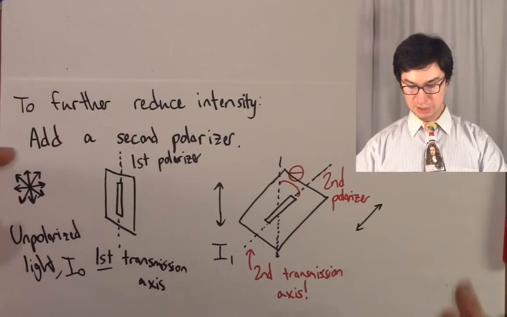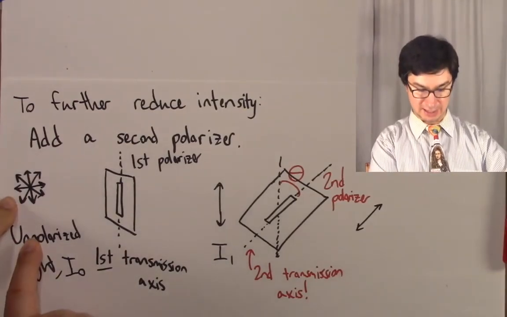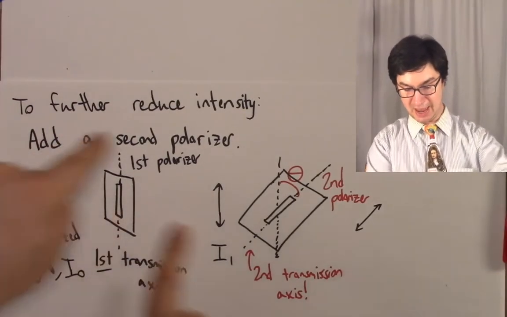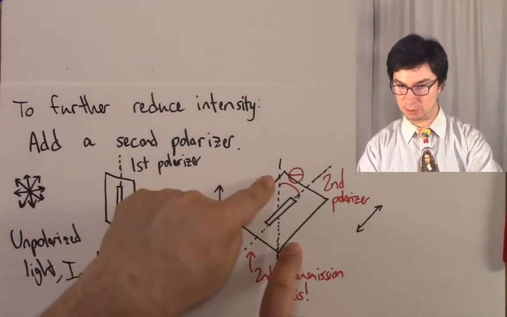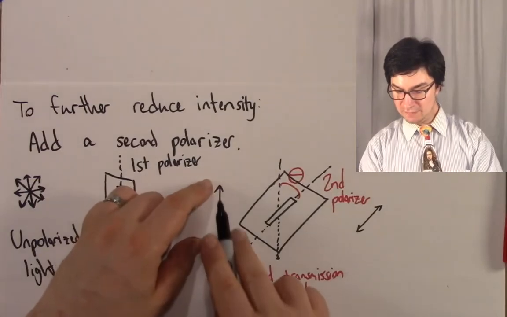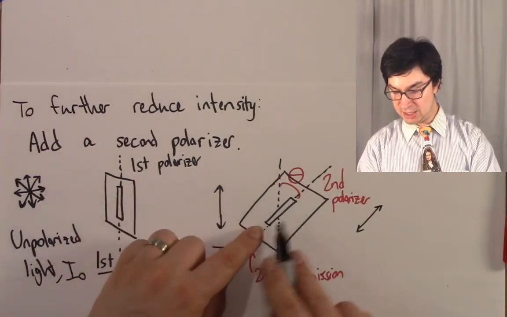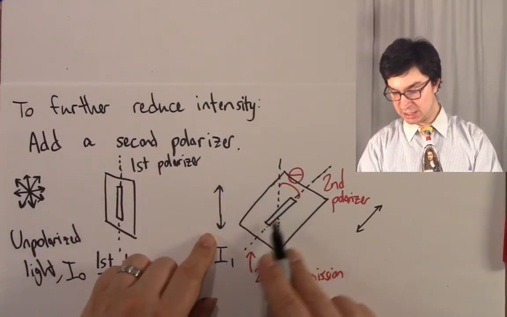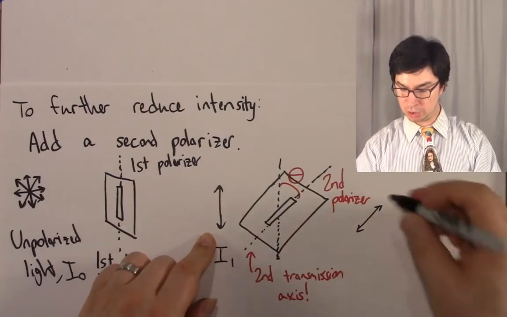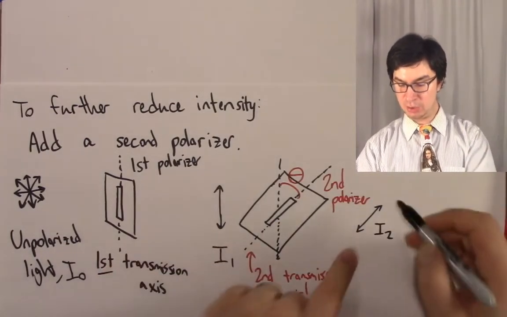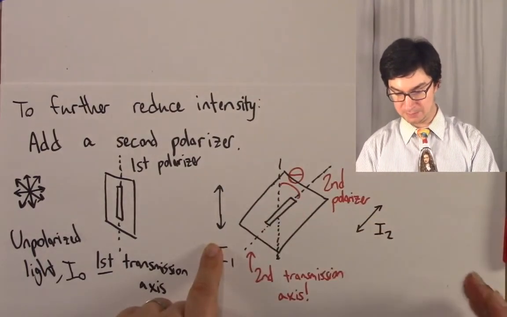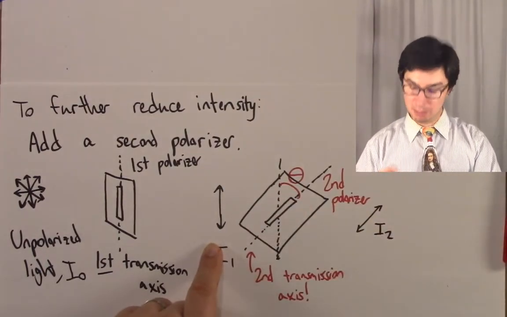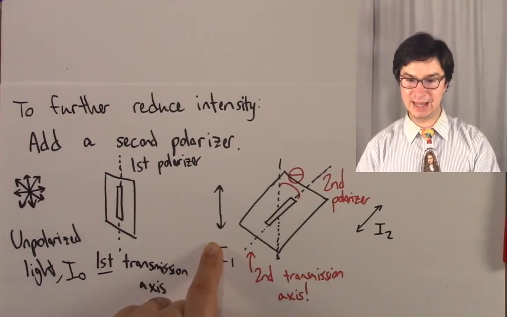light through. So again, we started with unpolarized light. We reduced the intensity by half when we went through the first polarizer. Now we're sending it through the second polarizer, and now the only electric field that can get through is the one that's in the direction of this second polarizer, and that's going to be very small. We're going to call this I2. And notice that these electric field vectors are very small compared to I1. So the question is, how much intensity gets through?